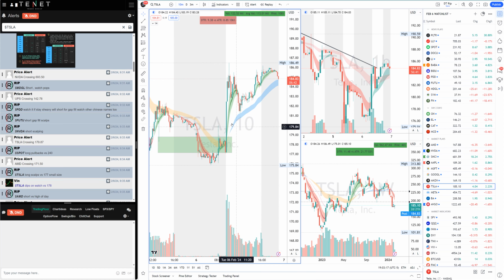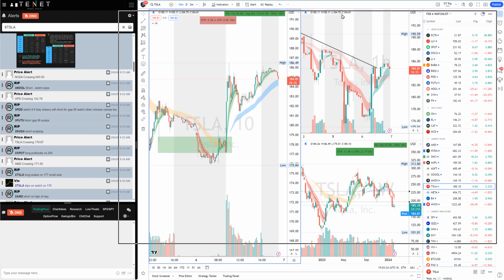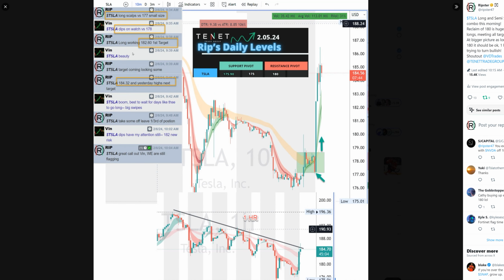And once it broke out of 180, that's it. It was off to the races. And then it was all about my targets. Let's just see our screenshot from the morning. Even Win came right after I came. Win also saw the strength. He gave his level of 178, and I gave a target of 180.60. Then I gave the target of 184.32, which was yesterday's highs.